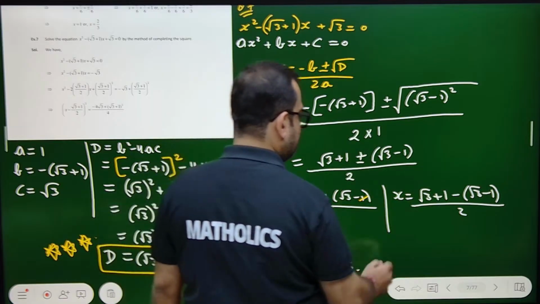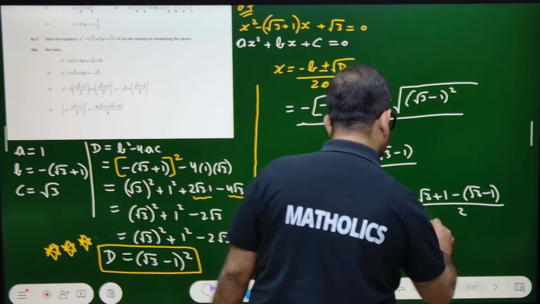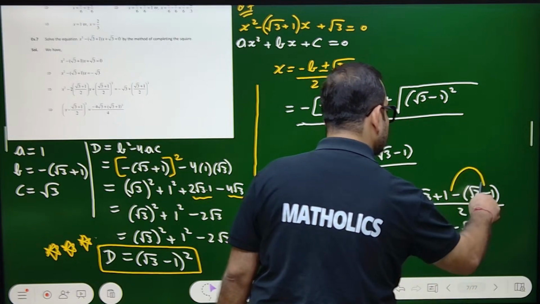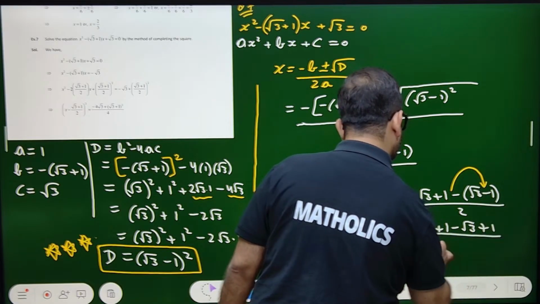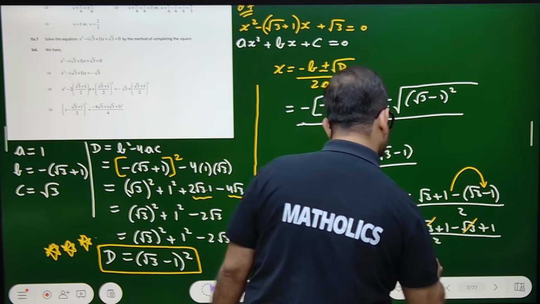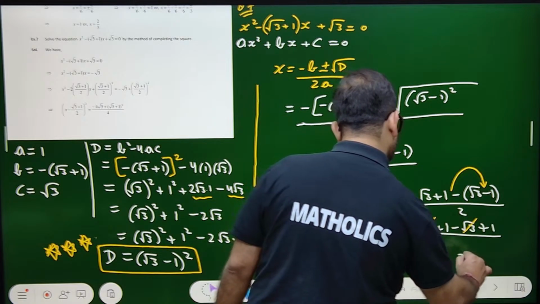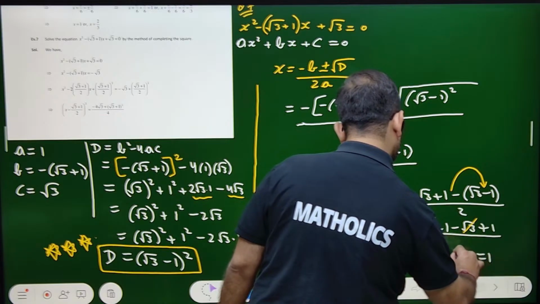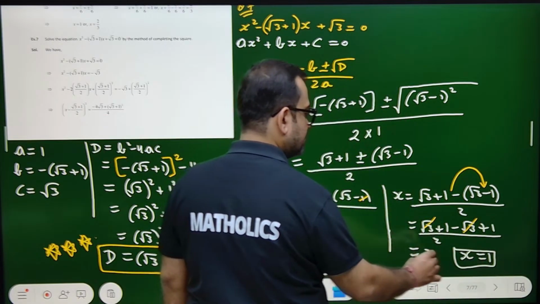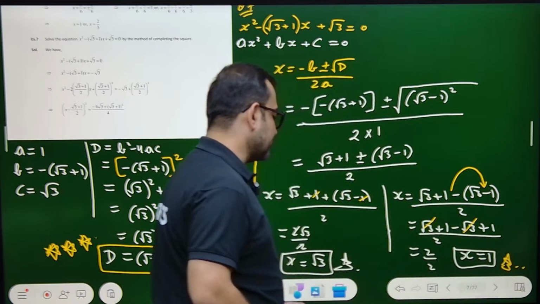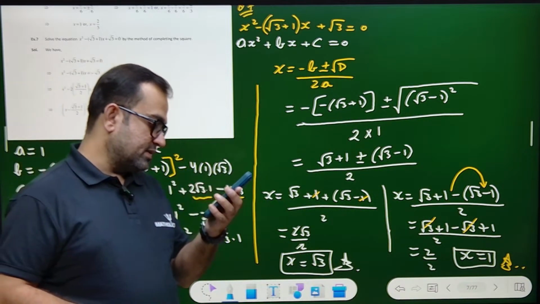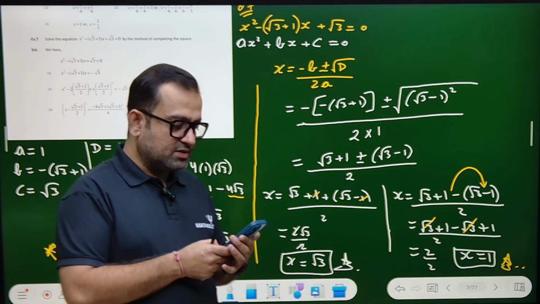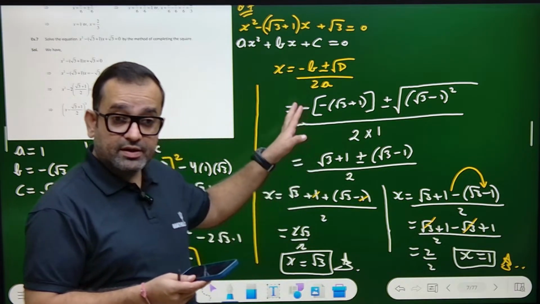Another one will be what? This is under root 3 plus 1. Open the bracket. Minus under root 3, and minus into minus will be plus 1, whole upon 2. Minus root 3 plus root 3 cancel, 2 by 2. So answer will be x equals 1. So two answers are there. One is this, another one is this. So two answers, x equals under root 3 and x equals 1 is the only answer. That's it. Sorted. Can you get this point so easily? Yes or no? Sorted?